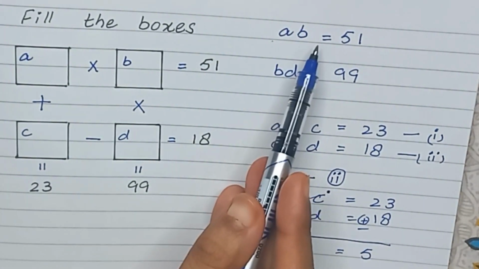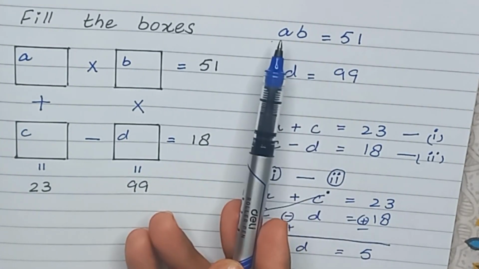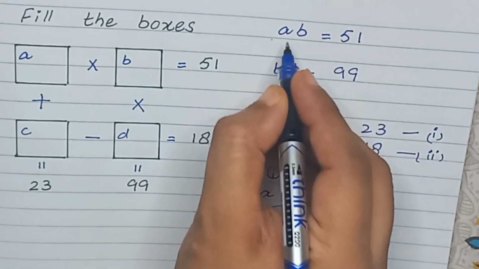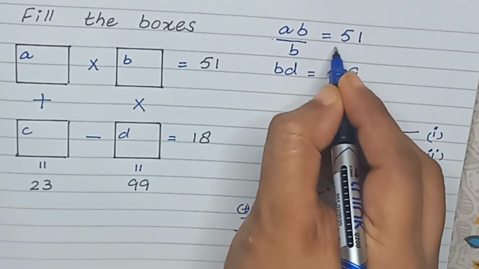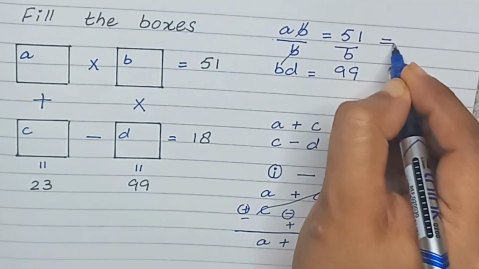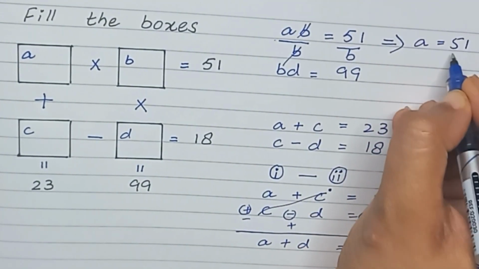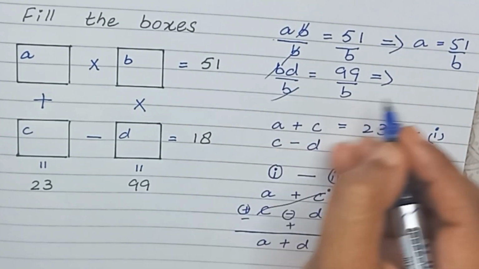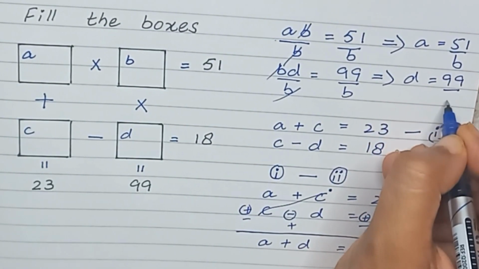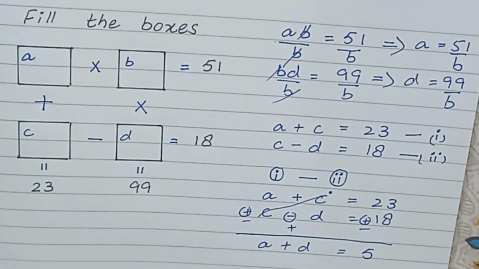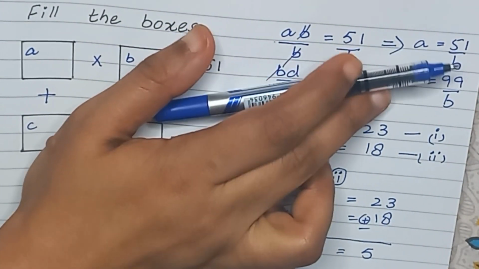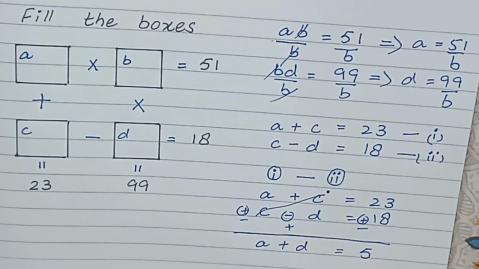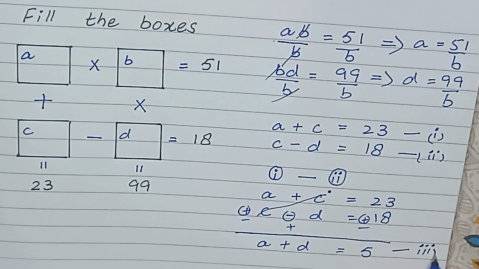Now from these two equations we can find the values of A and D in terms of B. So if we divide both sides by B, it will become A is equal to 51 divided by B, and from here if we divide both sides by B, it will become D is equal to 99 divided by B. Now here we have the values of A and D in terms of B. So we will substitute this A and D in this equation. We will name it equation number 3.